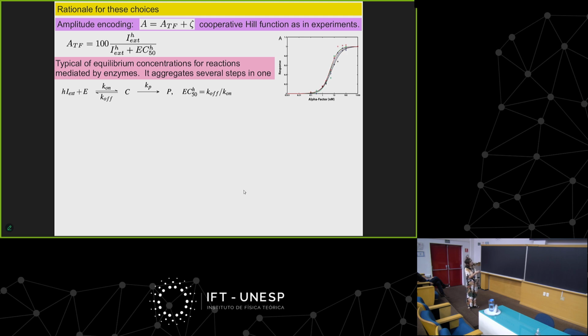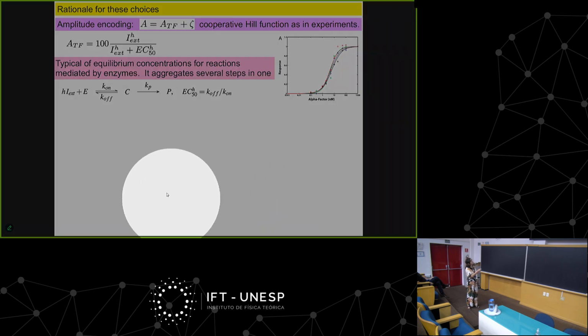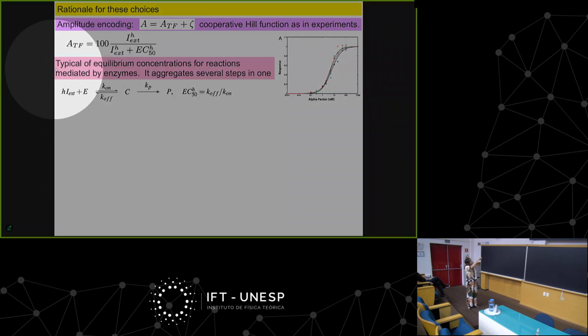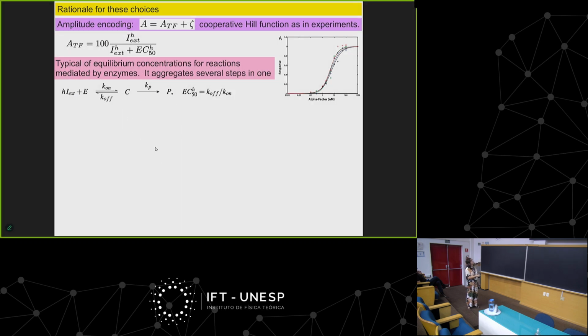But basically, if you have this type of binding, here, H molecules, let's say of IX, plus the enzyme goes into a complex, but back and forth, then in equilibrium you have this type of dependence of C as a function of the IX, basically. And C here is the amplitude of the transcription factor.